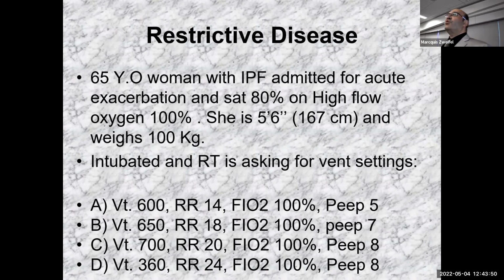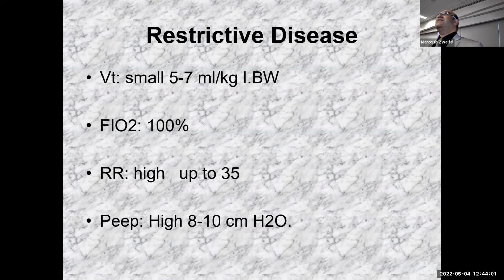Faster rate to compensate for the small tidal volume, 100% oxygen because she is very hypoxemic, and PEEP of 8 or higher. So nearly the same as ARDS for restrictive lung disease: 5 to 7 ml per kg ideal body weight tidal volume, 100% FiO2. Fast rate, similar to ARDS up to 35, and PEEP of 8 or higher when you start. In ARDS and restrictive lung disease, you may have high pressures. So the small tidal volume also will save you from very high PEEP and plateau pressures because their lung is very stiff. Make sense?